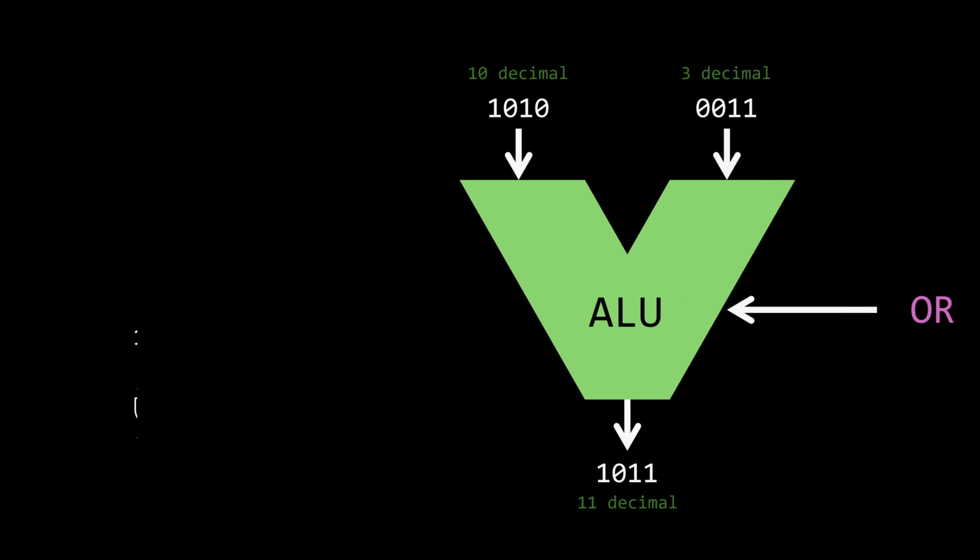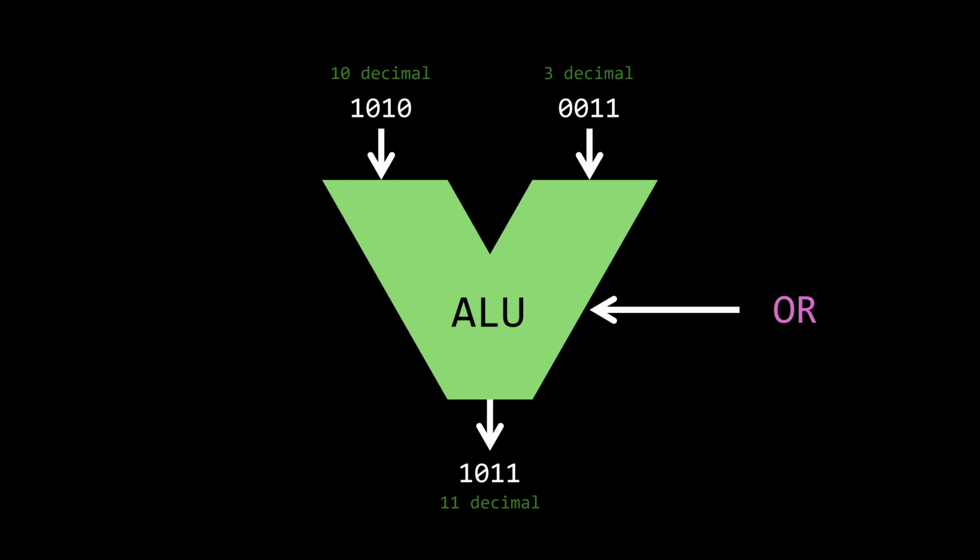Now let's continue talking about the ALU. How could we implement a component like this? How could we even tell a circuit to perform one operation instead of another? Well, as I just mentioned, there can be multiple ways to do it. The simplest approach is this.